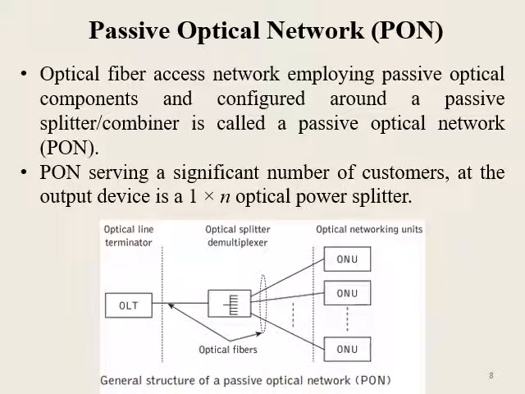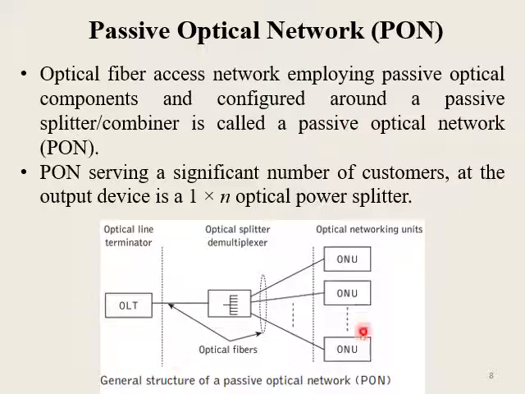So the next type of access network is the passive optical network. We can also use it. This passive optical network is nothing but I can define it as an optical fiber access network. However, as I mentioned earlier, one employing passive optical components and configured around a passive splitter or combiner is called a passive optical network. So a passive optical network is very similar to the optical access network, but we are using passive optical components to make the device a passive optical network.